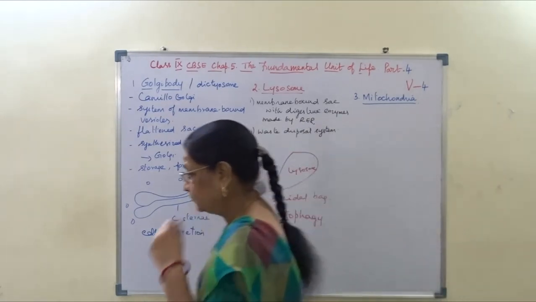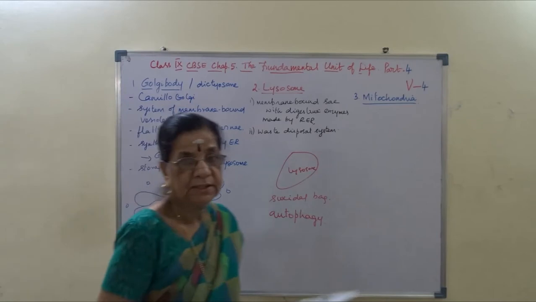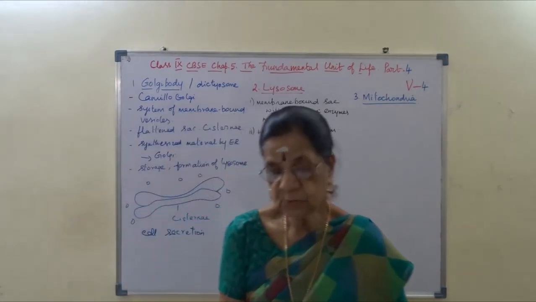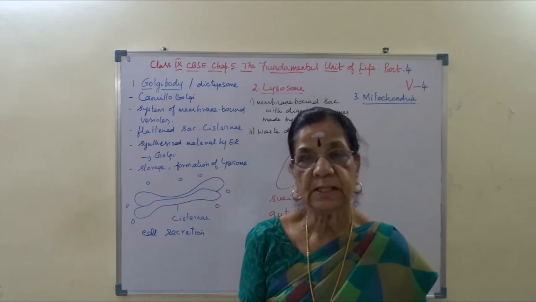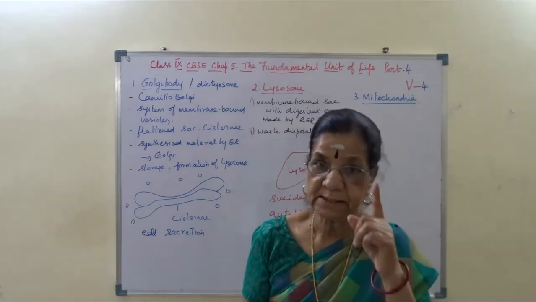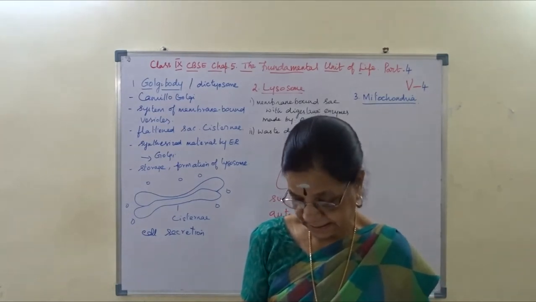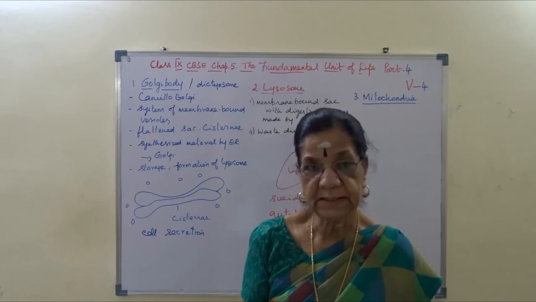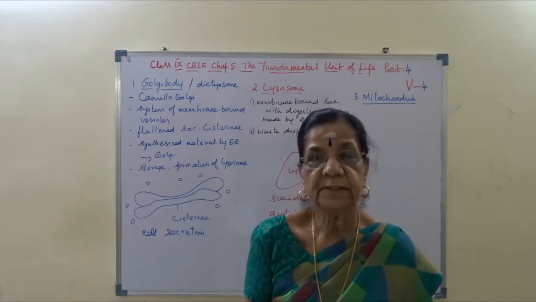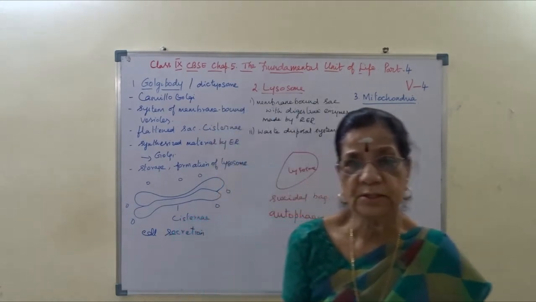So this is for the lysosome. Structurally, lysosomes are membrane bound sacs filled with digestive enzymes, and these enzymes are made by the rough endoplasmic reticulum. Functionally, the lysosomes are a kind of waste disposal system of the cell. They help to keep the cell clean by digesting any foreign material as well as worn out tissues or worn out cell organelles.